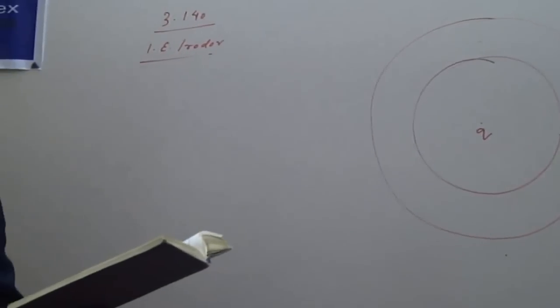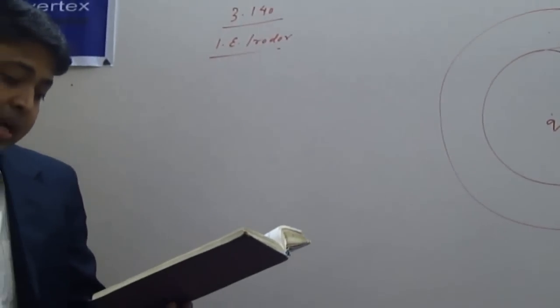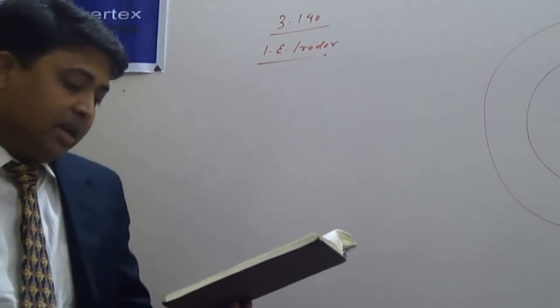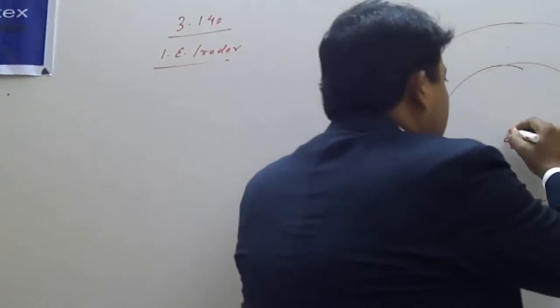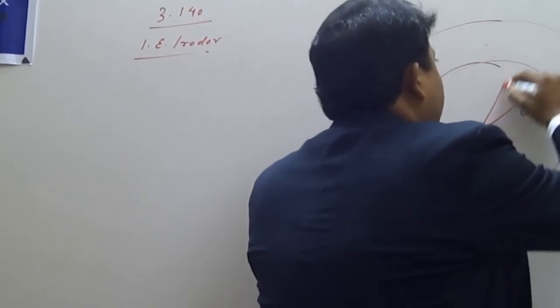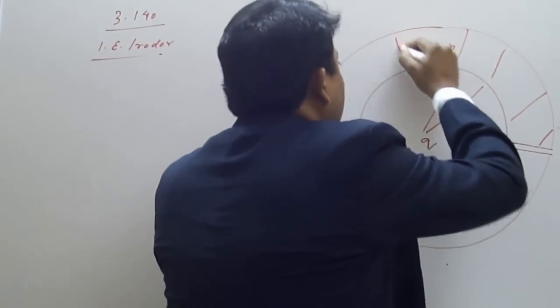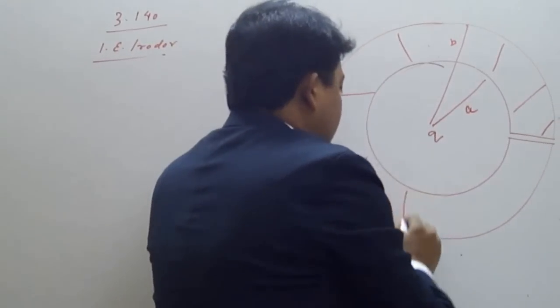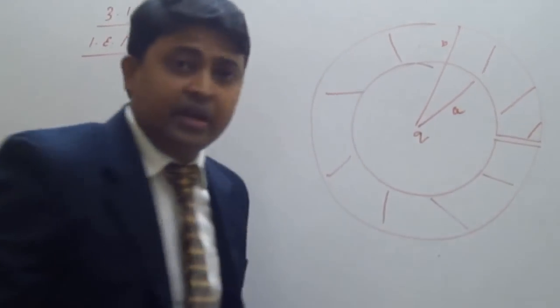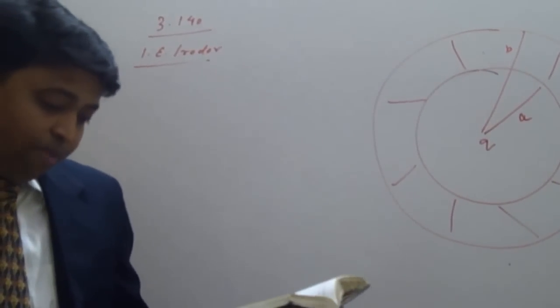The layer is provided with a small orifice, and the inside and outside radii of the layer are equal to A and B respectively. So this is A and this is B. This is a conductor. Think of it like a conducting shell of inner radius A and outer radius B.